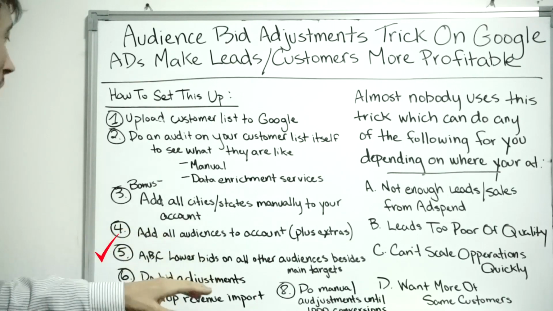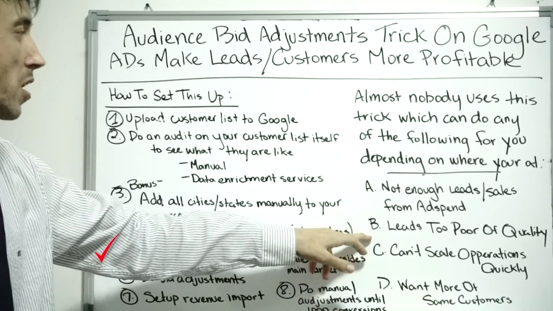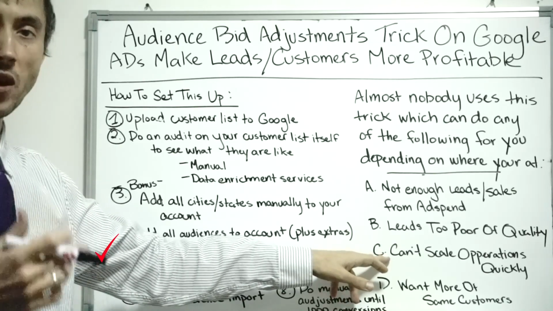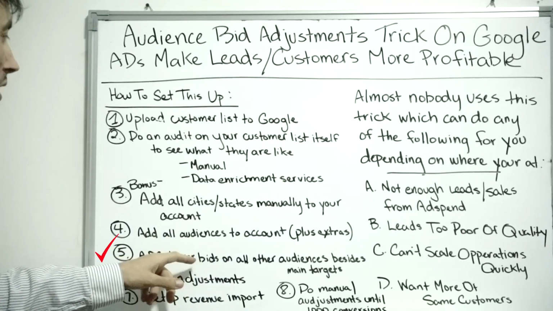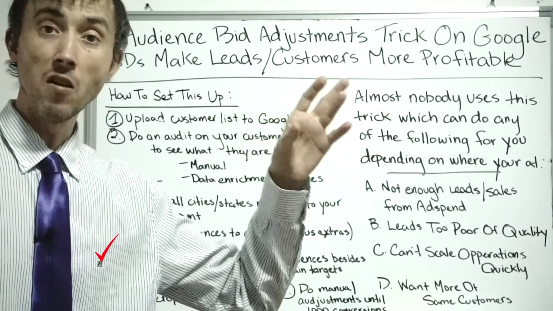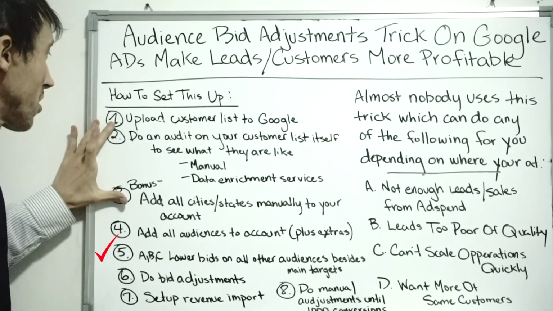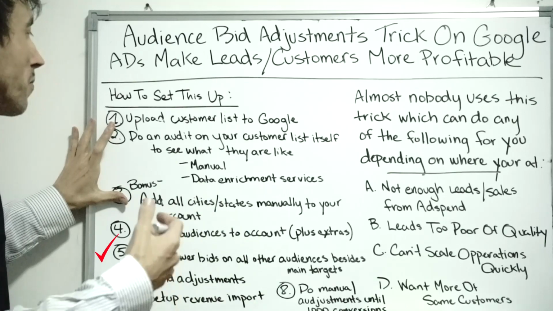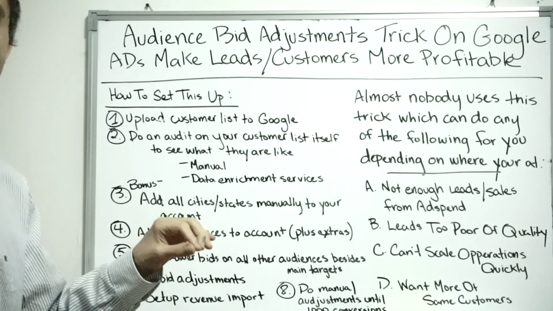But basically, if you are in A, B, or C here, where you're not getting enough leads for what you're spending, or the leads aren't good enough quality to be profitable, or you're at capacity in terms of the number of clients you can serve, then you are going to lower your bids on all keywords and all audiences that do not match the traits your customers have, the signature of what your customer looks like, if you will.